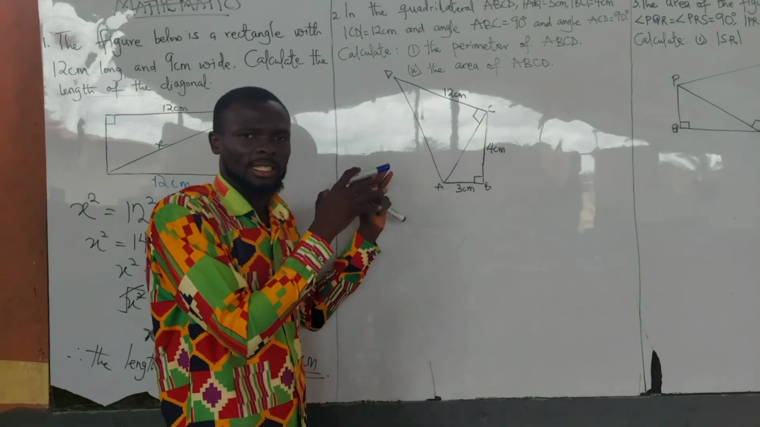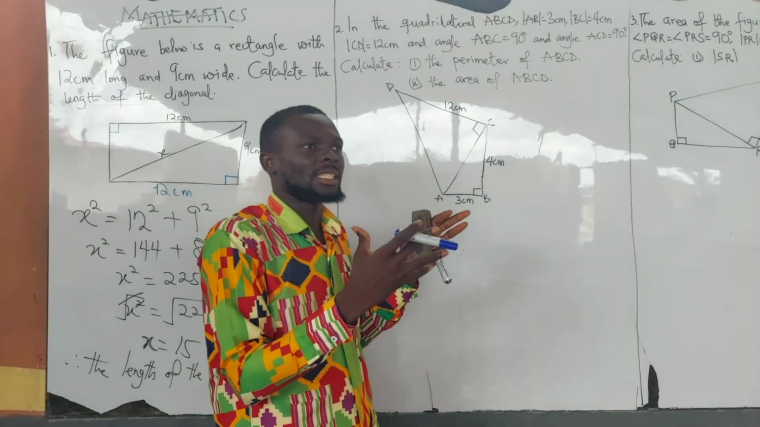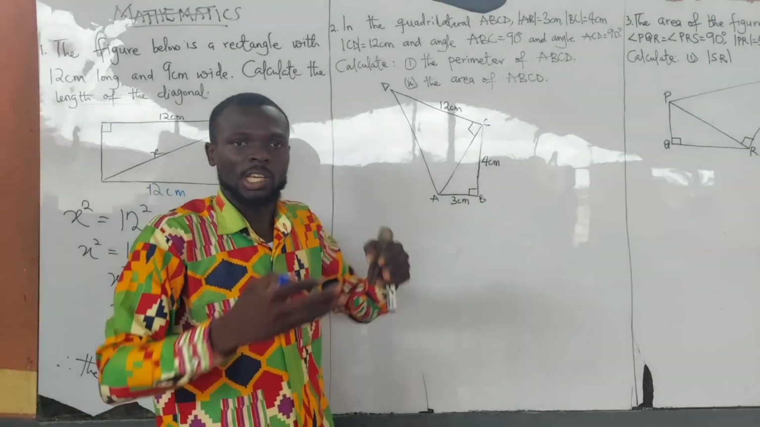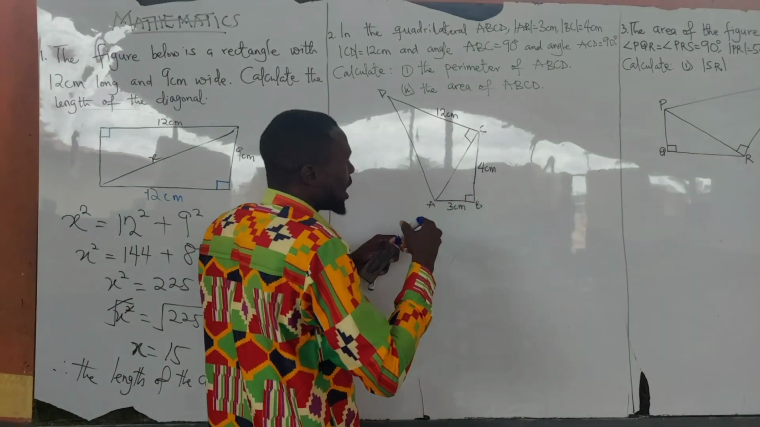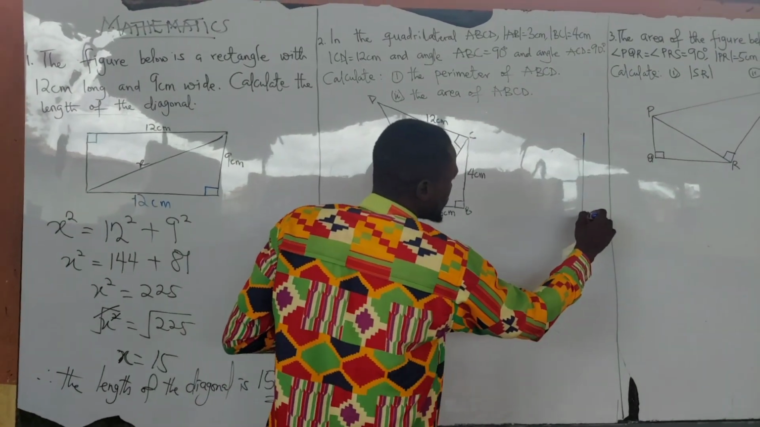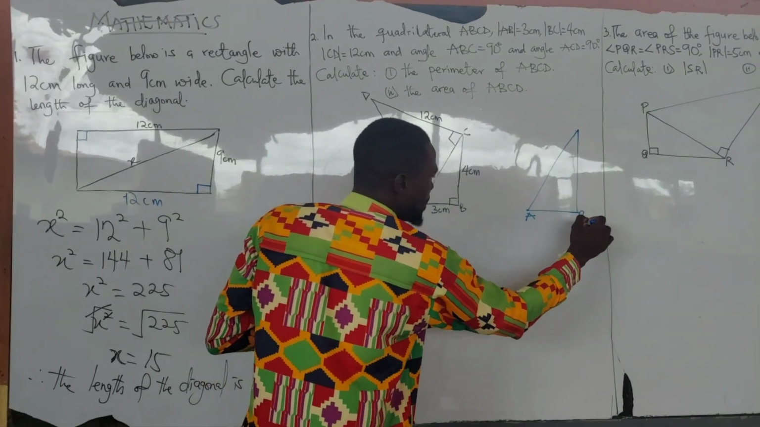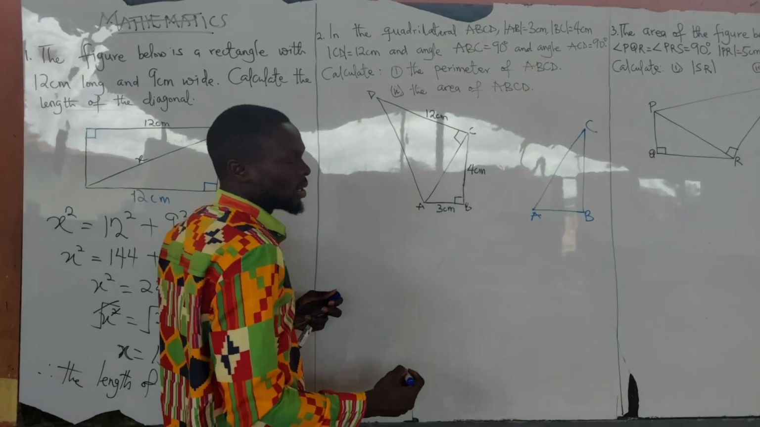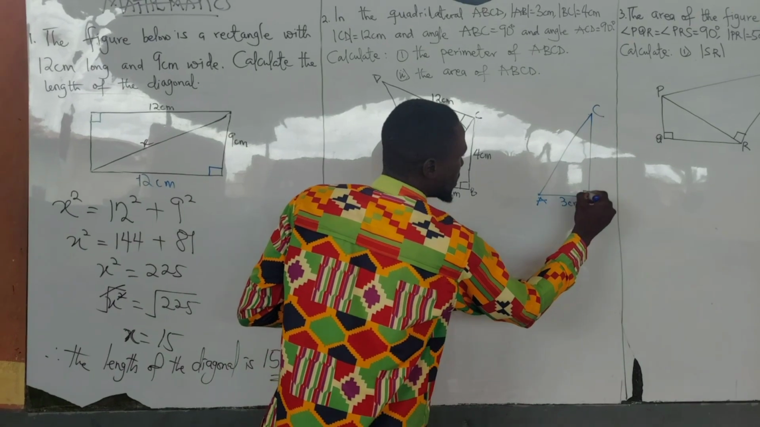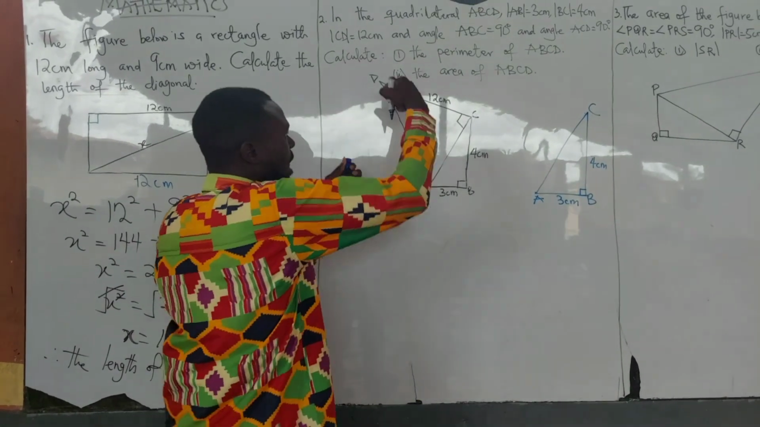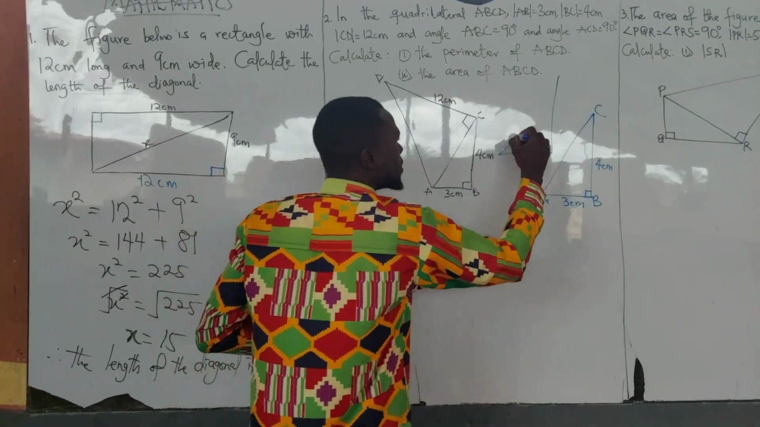But before we look at it, anytime you are given a shape that is combined from different shapes, split the shapes. Always split the shapes. So if you split this shape, we are going to get this. This is your A, this is your B, this is your C. So I have it here like this. This has been given as 3, this is 4.